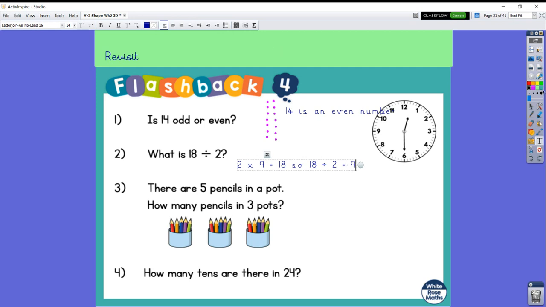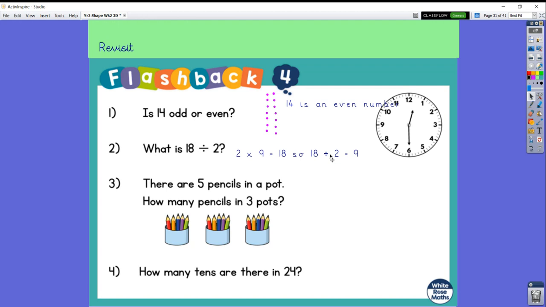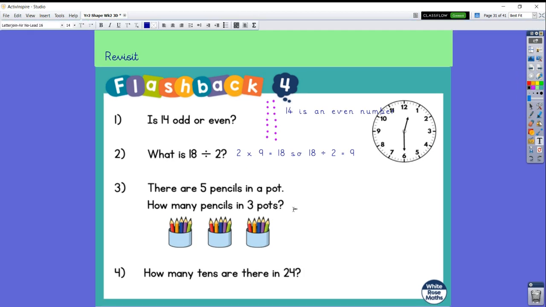Brilliant. So now we've got a question here that says, there are 5 pencils in a pot. How many pencils in 3 pots? So we are going to be doing 5 add 5 add 5 as a repeated addition. Or we could do our times tables of 3 groups equal groups of 5. And in both ways, whichever way you chose to do it, we ended up with 15.